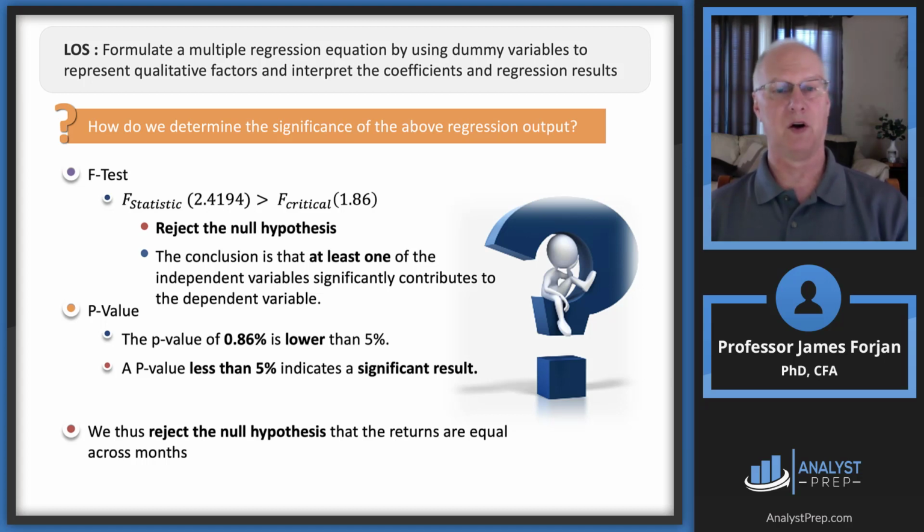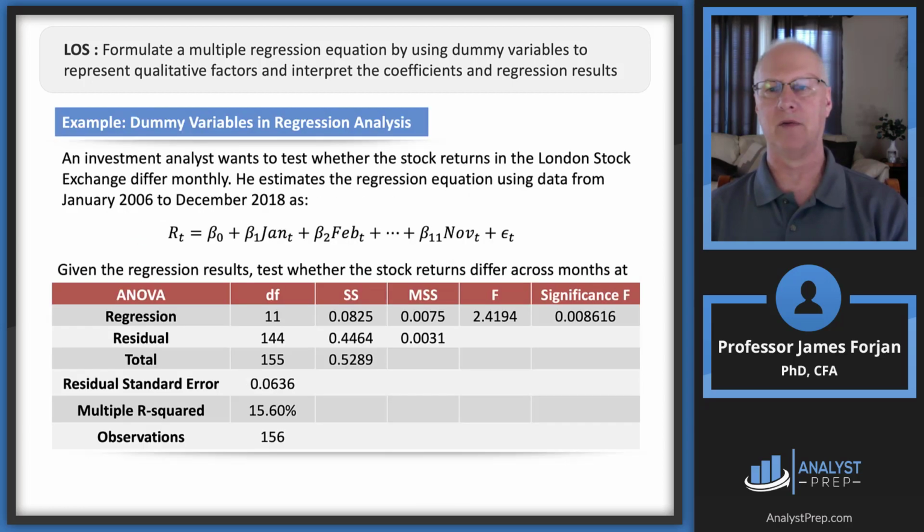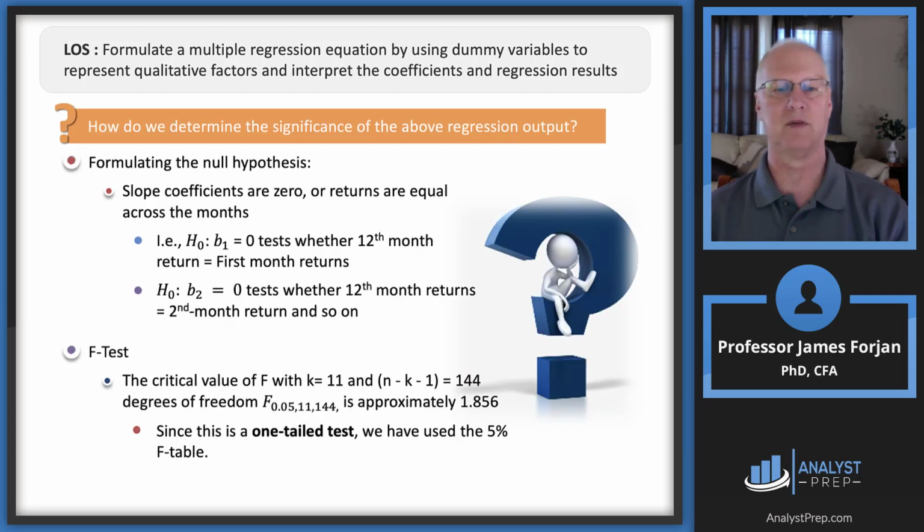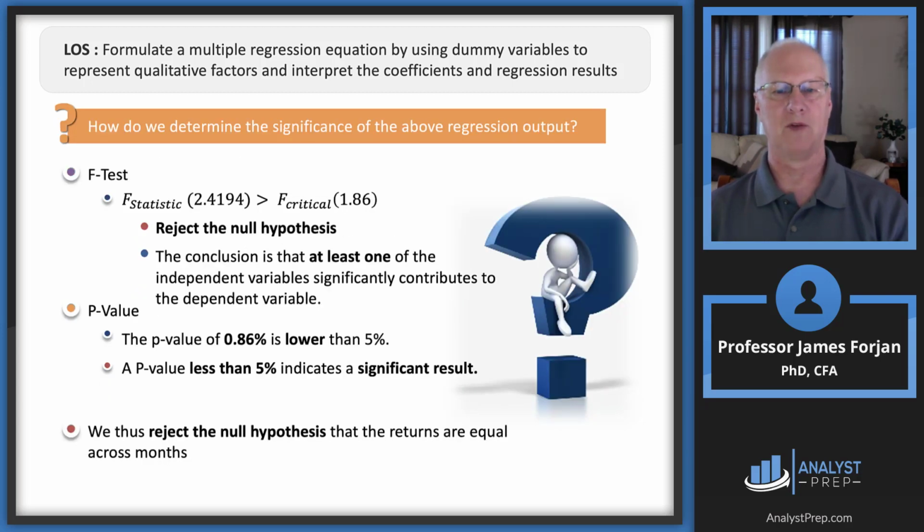So we reject the null hypothesis. So we say, hey, at least one of the independent variables significantly contributes. And then the p-value, what did we know that was? A bunch of zeros and an 8. So surely that's less than 5%. So significant results. So what do we say? We reject the null hypothesis that the returns are equal across months.